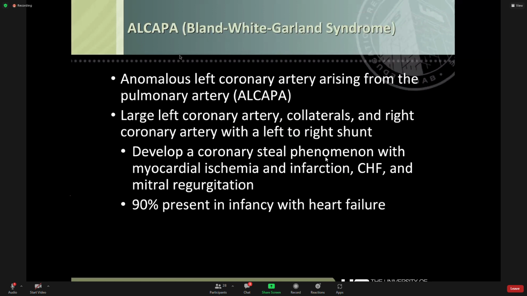All right, so this is ALCAPA. Large left coronary artery collaterals, right coronary artery with the left to right shunt. The steal phenomenon is the buzzword you want to remember, and it presents usually early in infancy with heart failure. This was a little older patient than we typically see ALCAPA in.